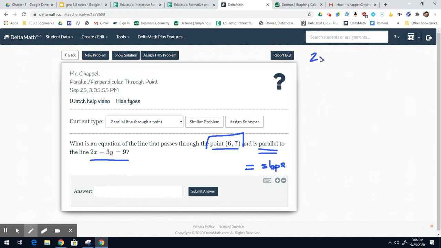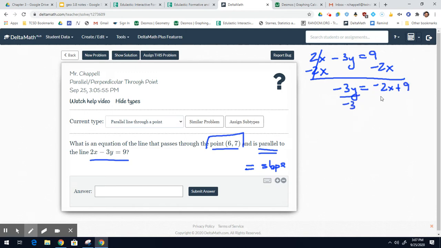So 2x minus 3y equals 9. Get the y by itself, subtract 2x from both sides. Trying to go slow and smooth. The 2x's cancel. Minus 3y comes down. We put the negative 2x in front, and the plus 9 comes down. Now we divide by negative 3, divide by negative 3, divide by negative 3. I only care about this because I'm just trying to get the slope. The negatives cancel, and your slope here is 2/3.